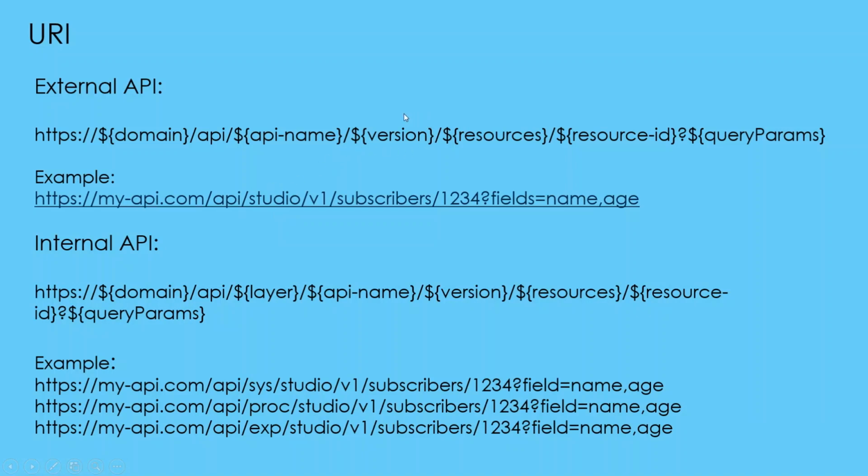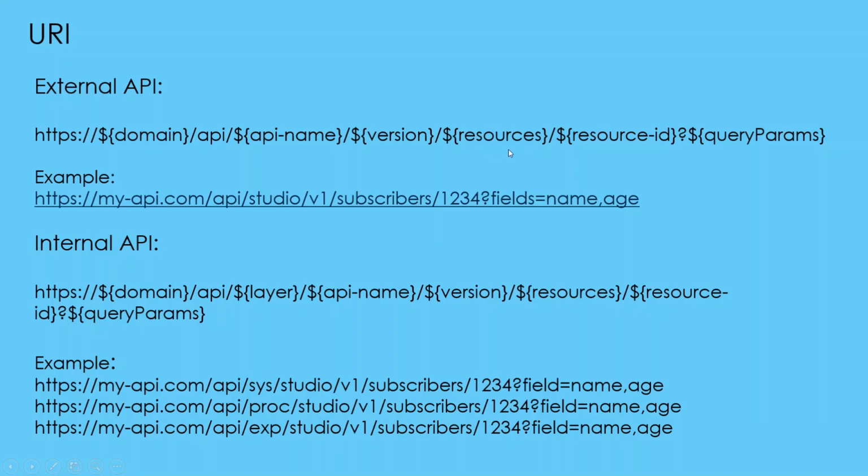Next is the version. So version would include only the major version. It should not include the minor and the patch versions. The reason behind this is the major versions are not backward compatible. So that's the reason you only include the major versions. Then the resources. So this represents the name of the resource that represents the actual object. An API may contain one or more resources. The resources can also be referred to as API endpoint.